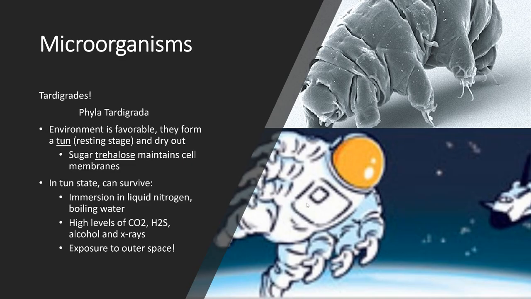Another thing to talk about is tardigrades. Tardigrades, or water bears, are pretty much well known. What is known about them from the general public is that these little guys are tough. They can survive pretty much anything.